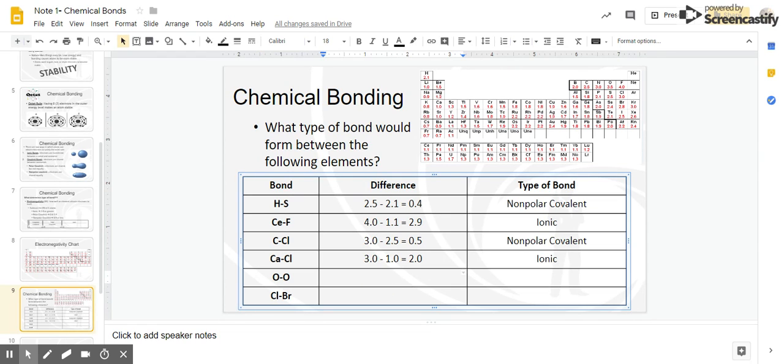Let's try number 5. We have 2 oxygen atoms that are going to form a bond. Oxygen is 3.5. Subtracting it from 3.5, we get a difference of 0, making it nonpolar covalent. And then our last one, we have a chlorine and a bromine. Chlorine is 3.0, bromine is 2.8. Subtract the two, and we get a difference of 0.2, also making this one nonpolar covalent. Again, we're always taking the highest one minus the smallest one to get our difference.